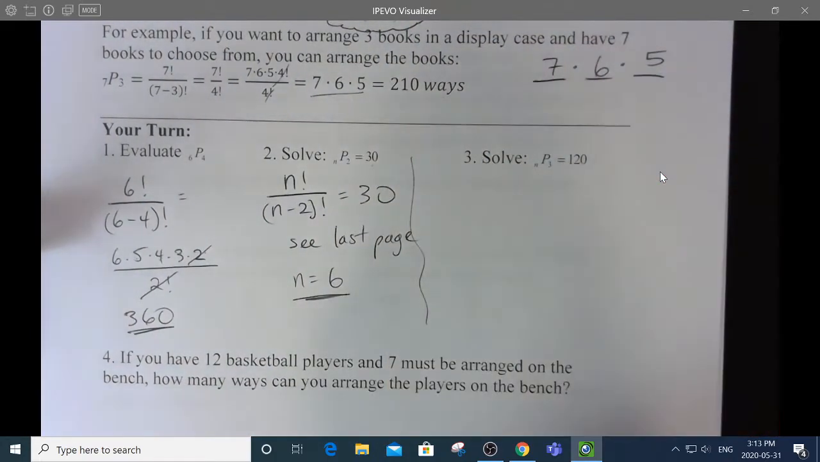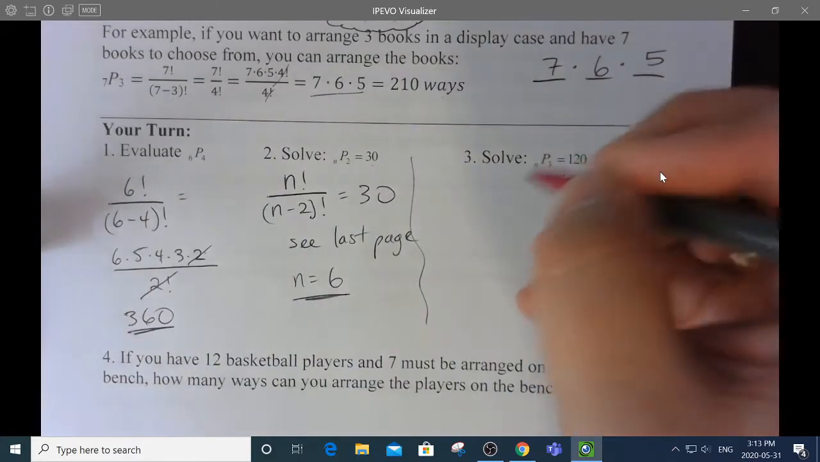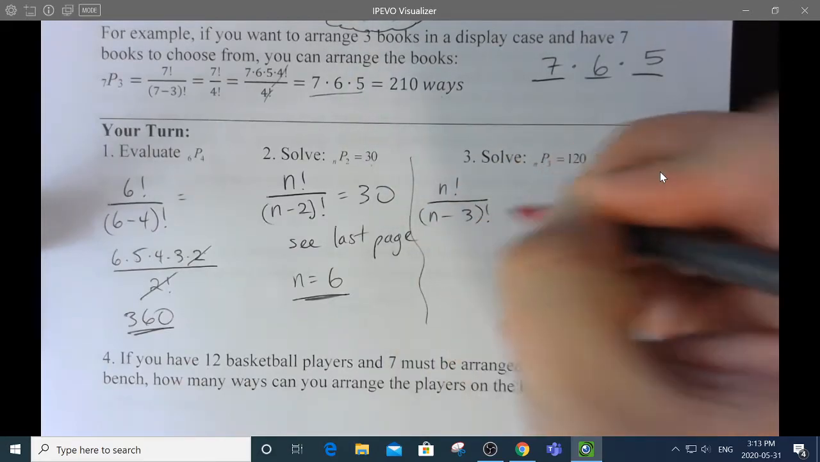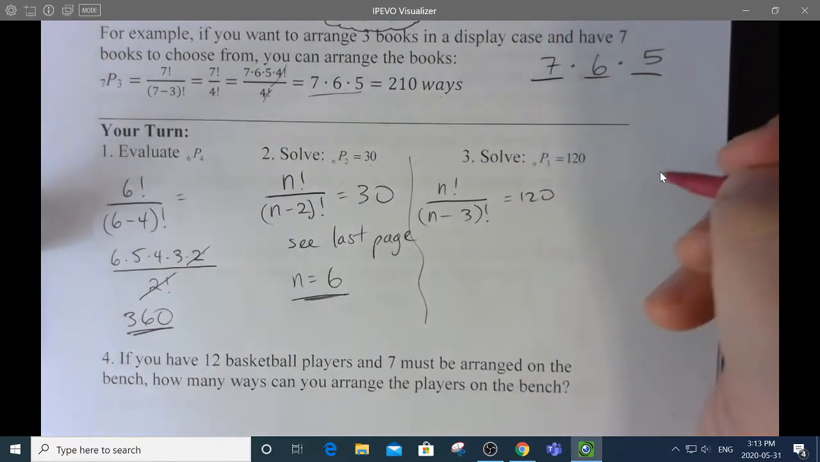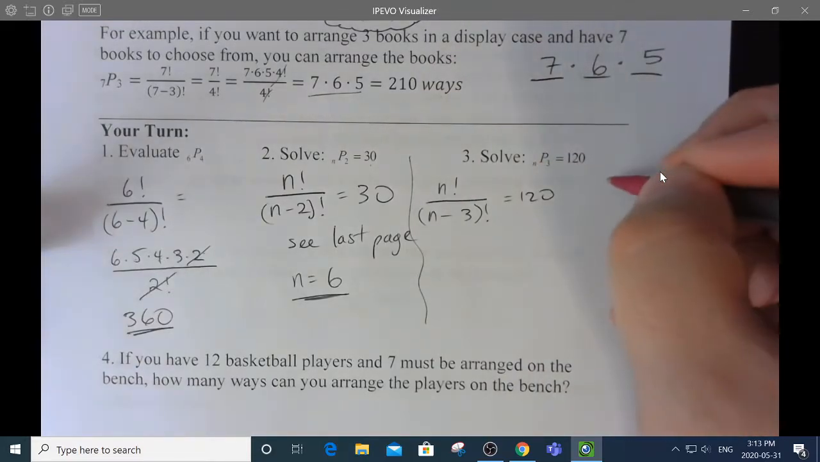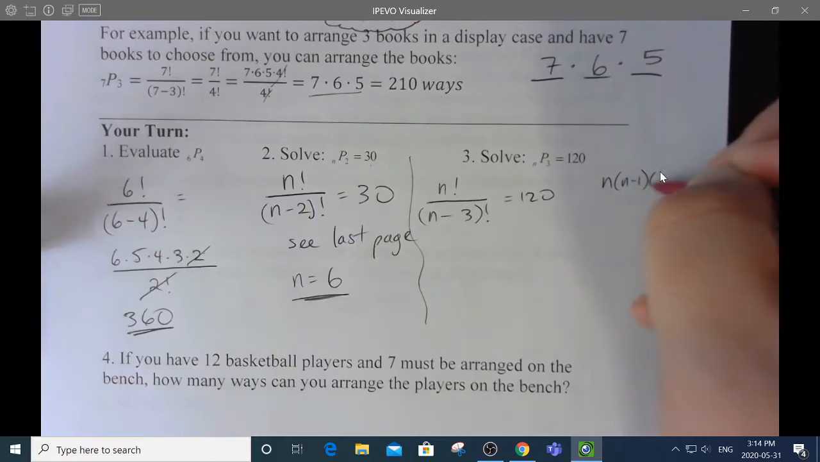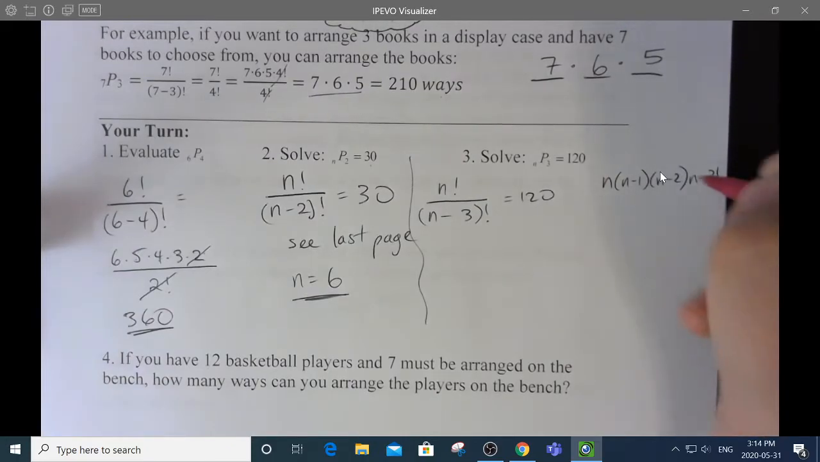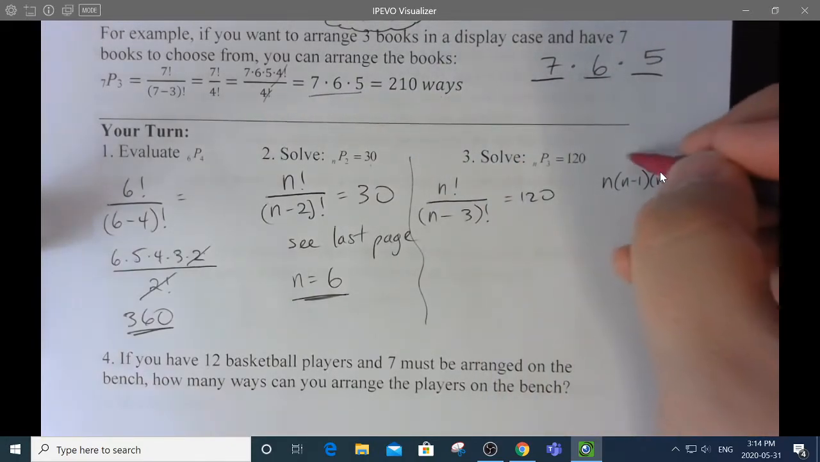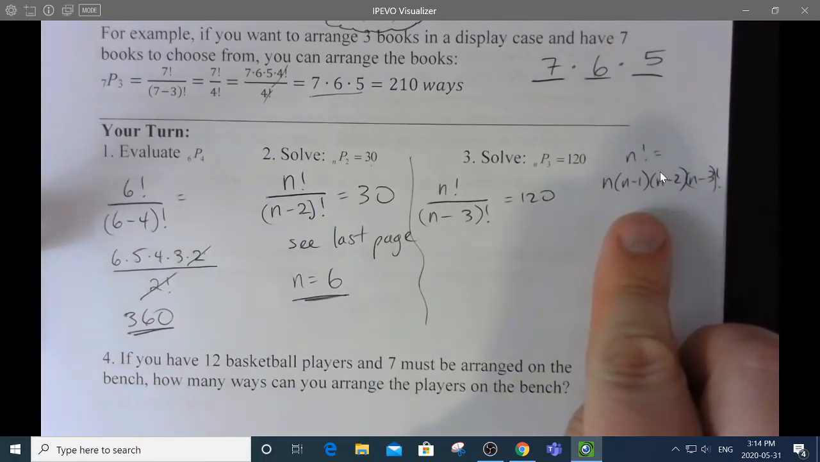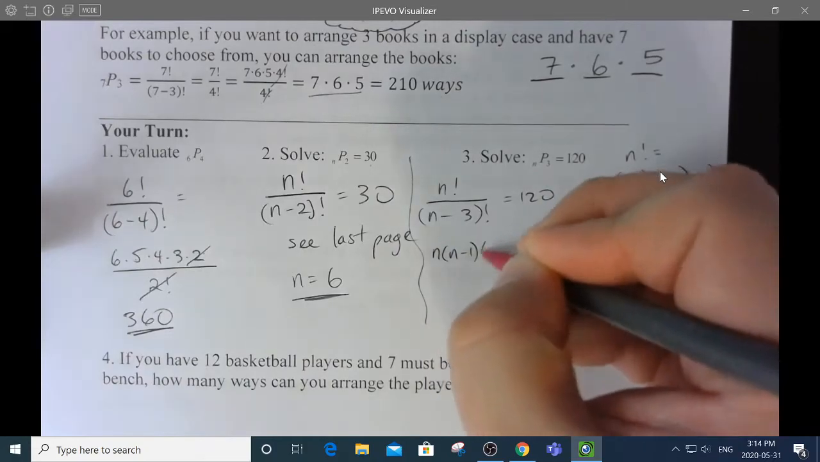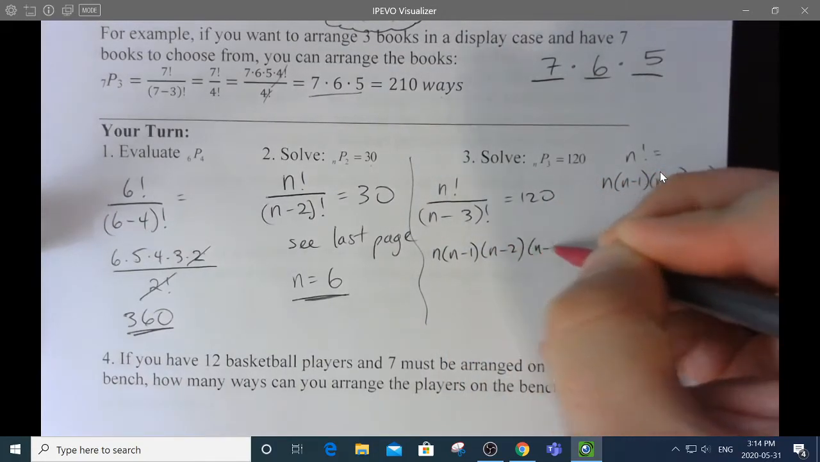And this one here, all right, this one's going to take a little more thinking. This is n factorial over n minus 3 factorial equals 120. Now, I'm going to expand that, and I'm going to expand it into n times n minus 1 times n minus 2 times n minus 3 factorial. That is what I'm going to turn n factorial into. So once I do that, this n minus 3 factorial, here, I'll just write it out. Thought I could save some room, but I cannot.